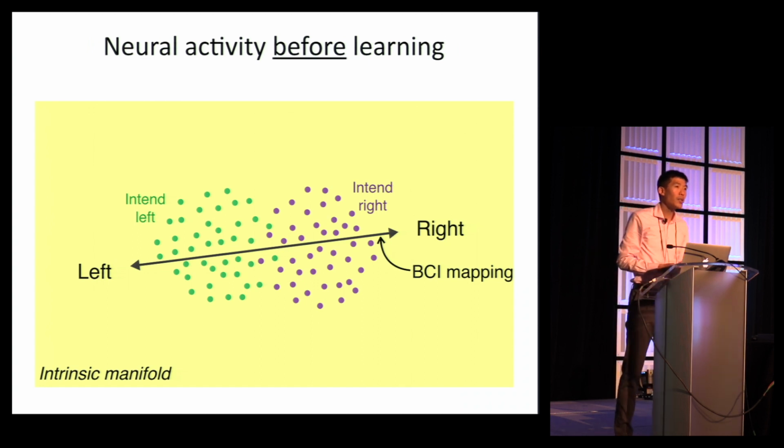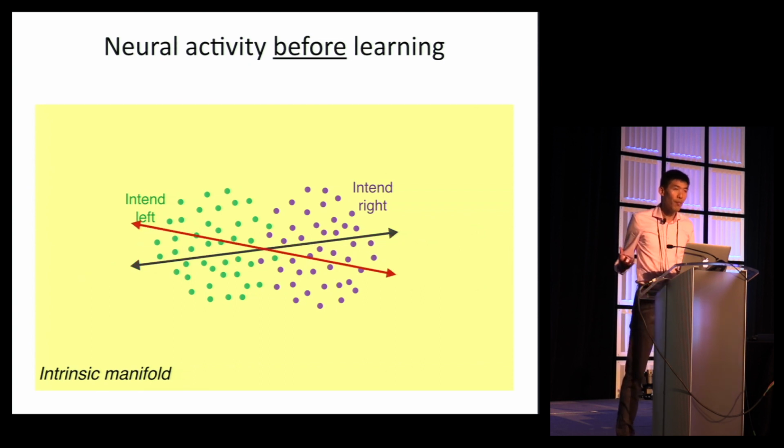So here's the picture that we have before learning. We have this BCI mapping here, and this is a BCI mapping that the animal can control very well. These green dots correspond to activity when the animal wants to move the cursor to the left, and these purple dots represent times when the animal wants to move the cursor to the right. And you see there's a good match between the neural activity and where the BCI mapping maps the cursor to move to.